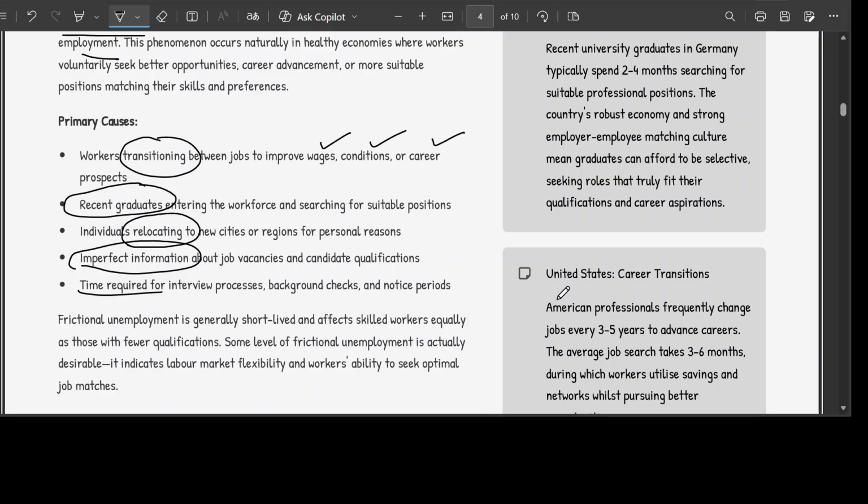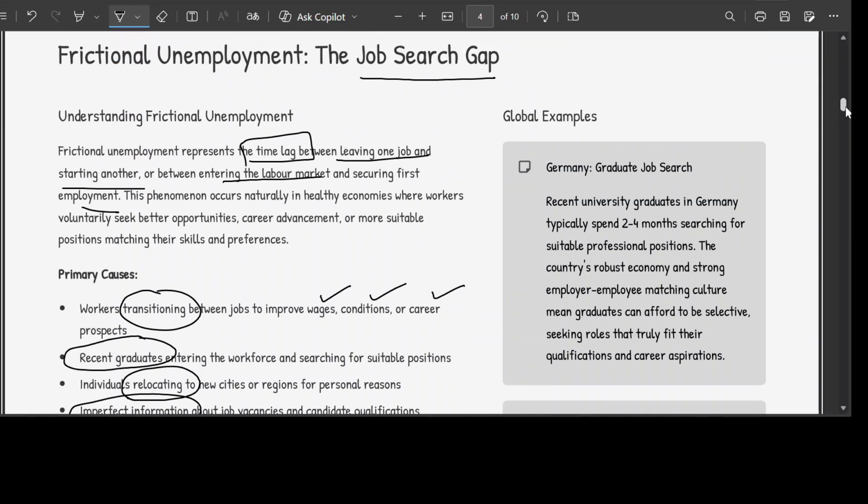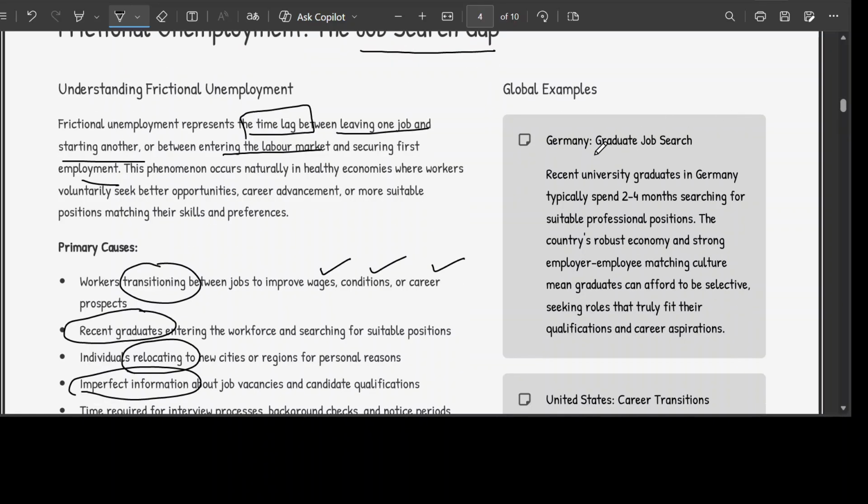Frictional unemployment is actually desirable in nature because it indicates labor market flexibility and workers' ability to seek optimal job matches. Here we can see two major global examples of frictional unemployment. Graduates in Germany usually spend 2 to 4 months searching for suitable professional positions. The country has a very good employer and employee matching culture, which in return gives graduates an affordable amount of time to select their proper roles and fit into their positions according to their qualifications and aspirations.